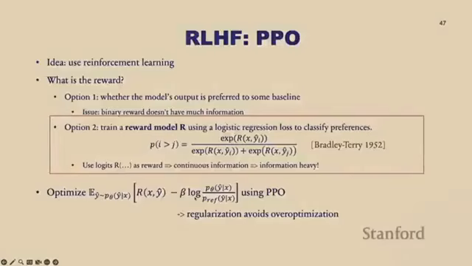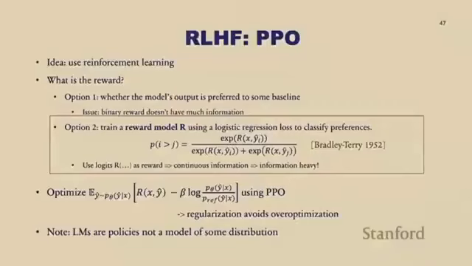And then you just use some regularization terms. The reason why we use this regularization term is to avoid what we call over-optimization. This reward model might not perfectly model human preferences, so you don't want to maximize this thing to essentially infinity. And you do it using PPO, which is a common reinforcement learning algorithm.